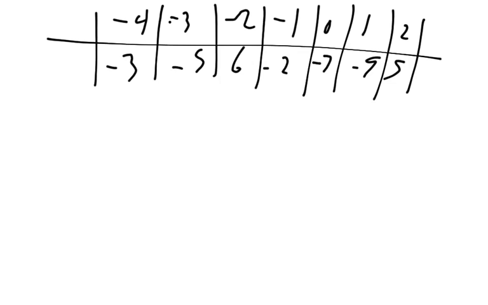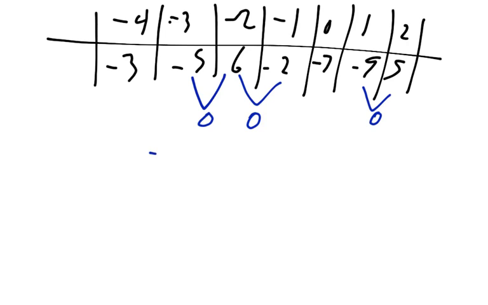Okay, we want to know where the zeros are, between what integers they belong to. Since here it goes from negative to positive, and this is a continuous function, there will be a 0. Between 6 and negative 2, it goes from positive to negative, so once again there must be a 0, and there must be a 0 in here.